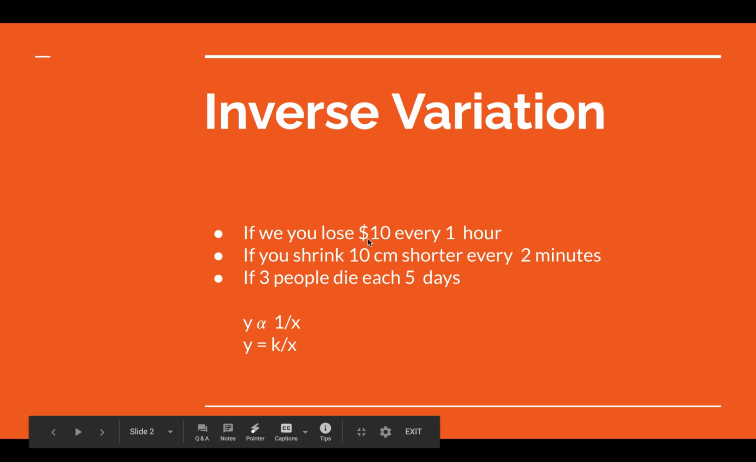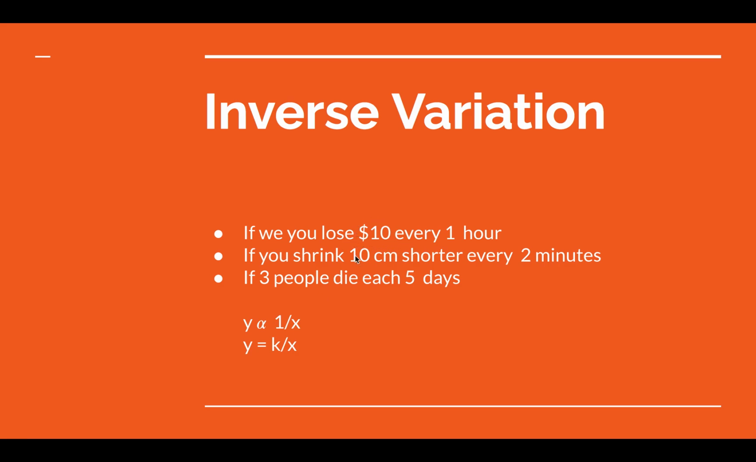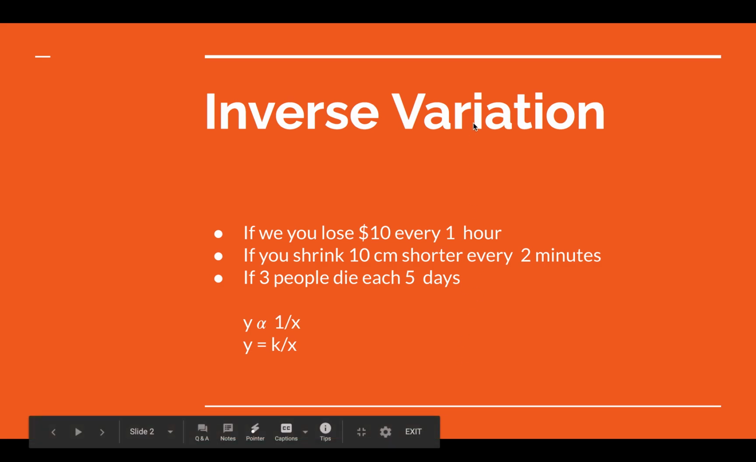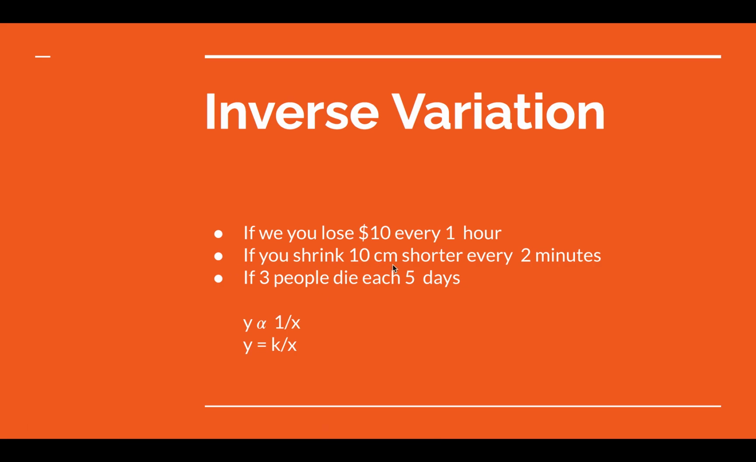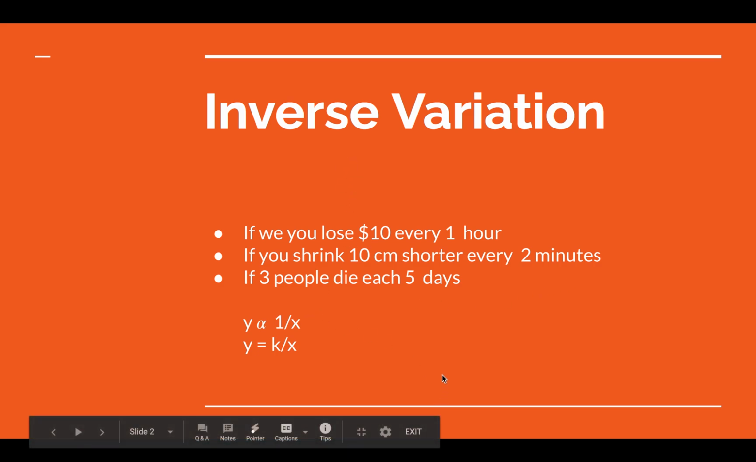If you lose $10 every hour, that means that your amount of money is decreasing as the time is increasing. So as your money goes down, the time goes up. Let's take the second example. If you shrink 10 centimeters shorter every 2 minutes, that means that your height is going down as time is going up, because time is increasing as your height is decreasing. So that's another inverse variation.